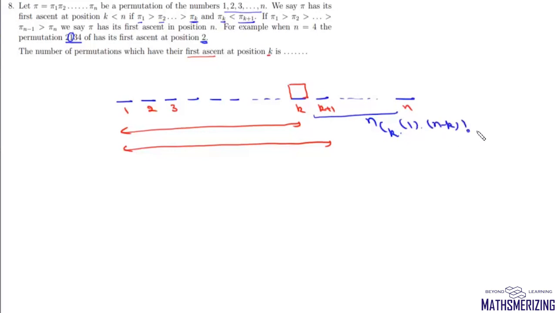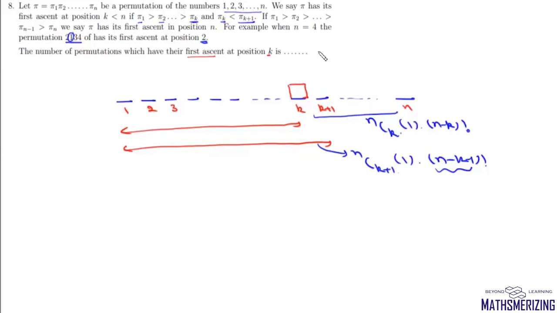ways. Now we'll consider the second case when we are selecting k plus 1 numbers. So we'll select k plus 1 numbers from these n, then it can be done in nC(k plus 1) ways. And again, if we arrange these k plus 1 numbers in descending order, it can be done in only one way. And then the remaining n minus k minus 1 numbers can be arranged in n minus k minus 1 factorial ways.